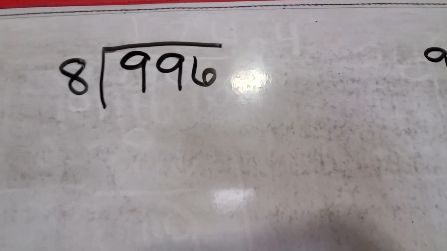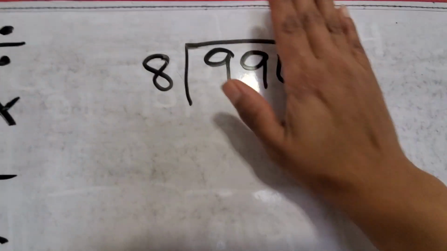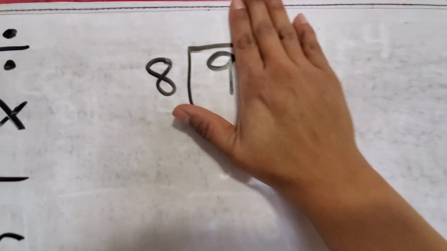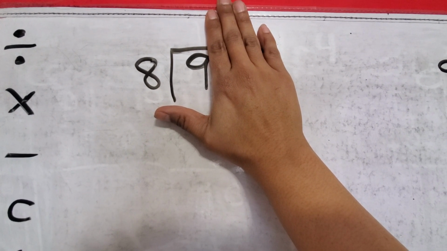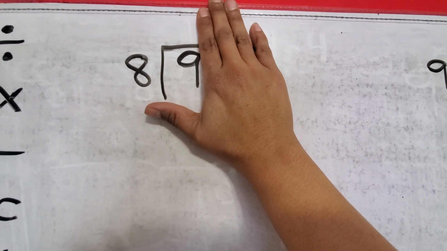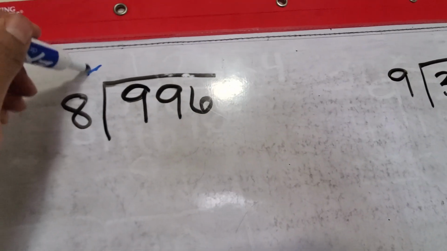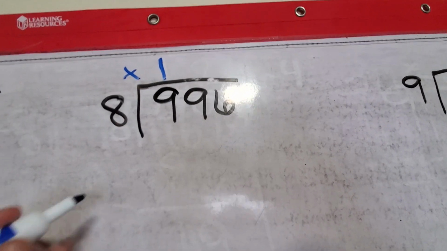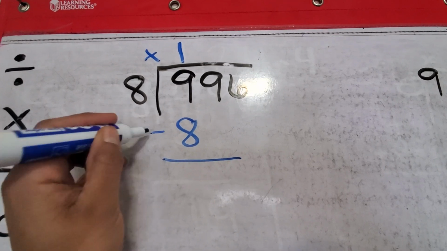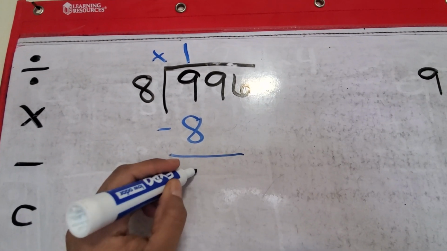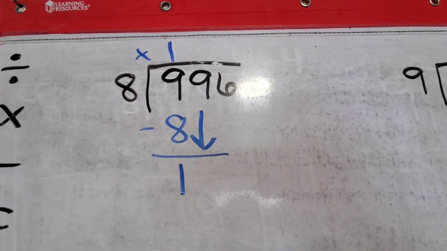We've got 996 divided by 8. So the first thing we're going to look at is the 900s. How many groups of 800 can I make out of 900? Well, I can only make one group of 800 out of 900. 1 times 8 is 8. 9 minus 8 is 1. Then I bring down the 9.